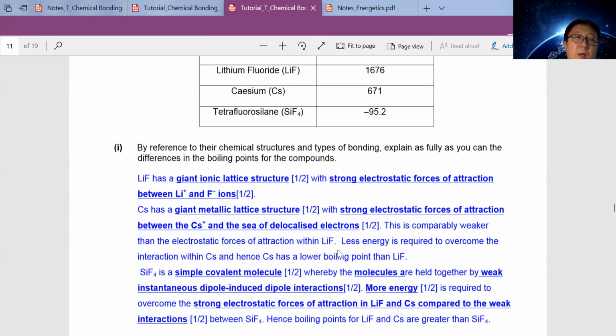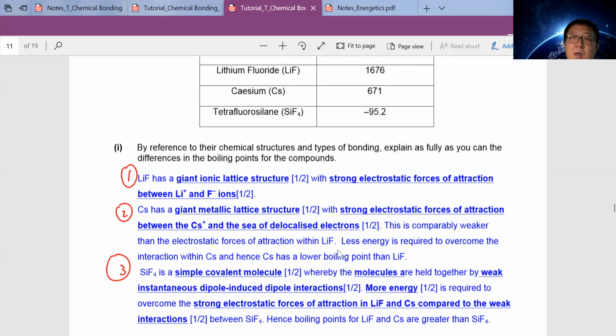Lithium fluoride, point 1. So guide the examiner through. Tell me first what you identify: it is an ionic compound with a giant lattice structure. Then you talk about all the strong electrostatic forces. Number 2, cesium. Number 3, silicon fluoride. Silicon fluoride is a simple covalent compound, so there's only dipole-dipole moment.